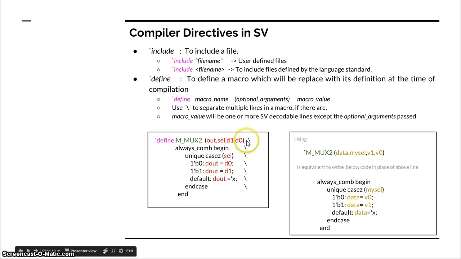Now once you define a macro like this and use that macro in your actual code, the usage of a macro should also be preceded by the tick symbol with the macro name. So here I have used `m_max2 data, myselect, v1 and v0, where data, myselect, v1 and v0 are the variables in this code where I have used this macro. So this statement is equivalent to writing this particular set of code in this space.